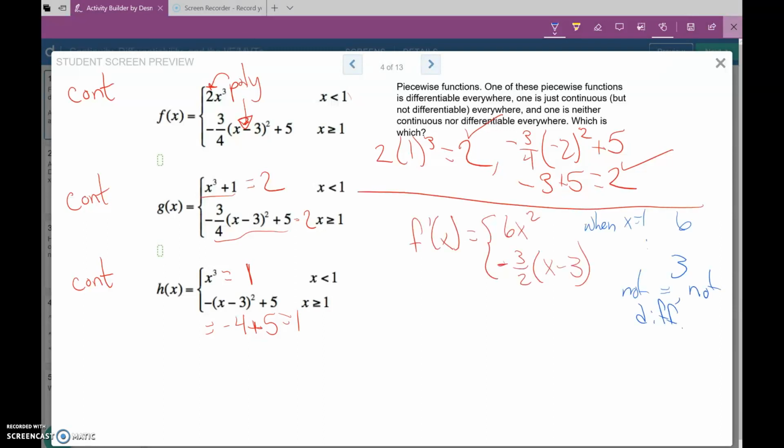Okay, so for f of x, I just took the derivative of each piece. I got 6x squared, and then negative 3 halves times x minus 3. I just used the chain rule there. Then I plugged in 1. When you plug in 1, you get that f prime of 1 is 6, and f prime of the other piece is 3. That's not the same number, so you don't get the same slope at the switchover point, so it's not differentiable. I'm going to continue this later.